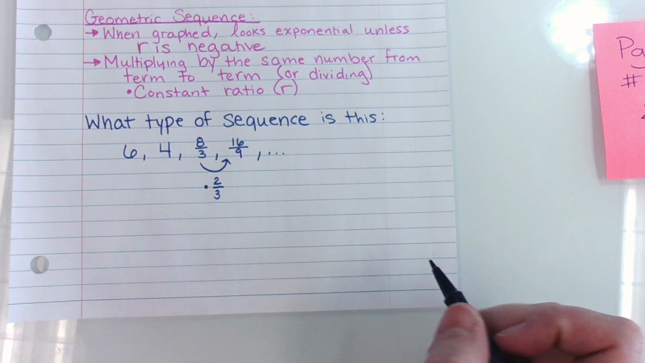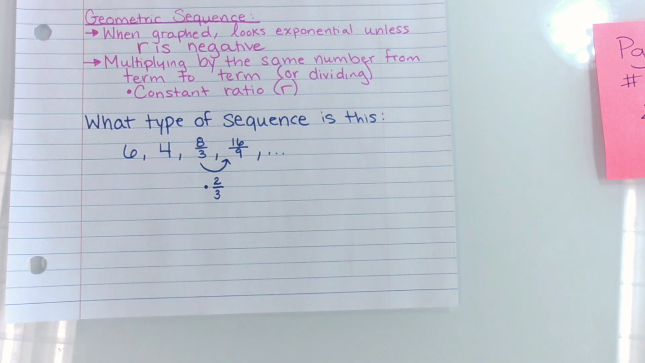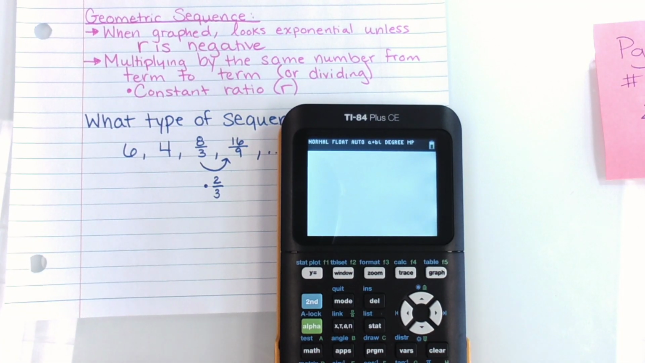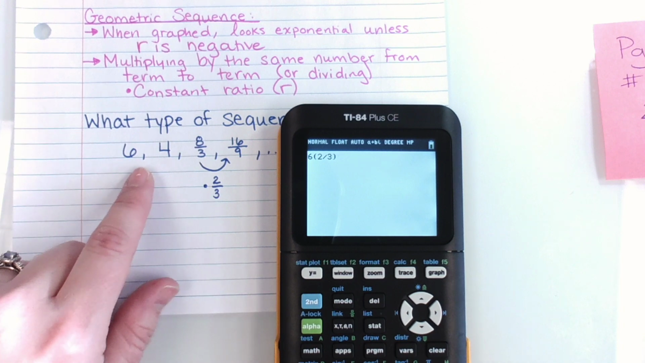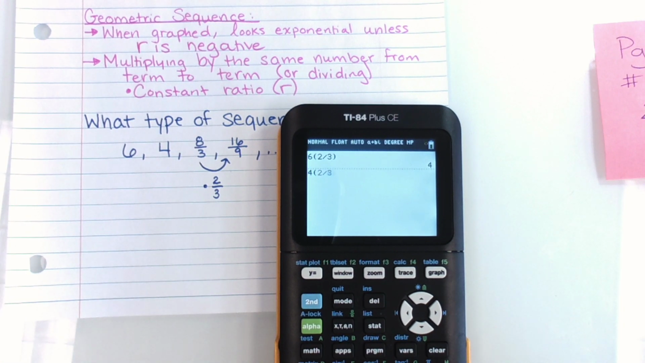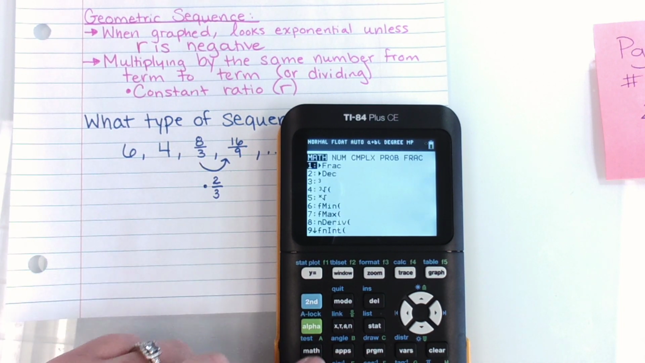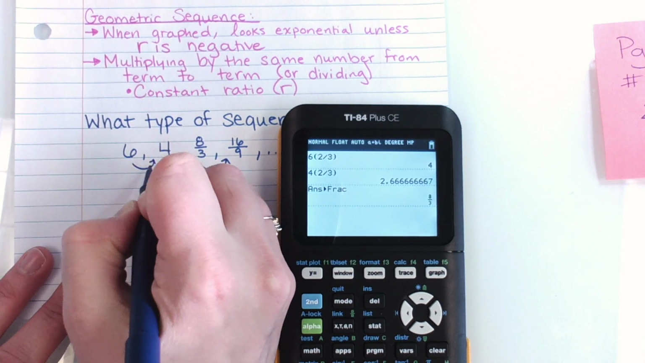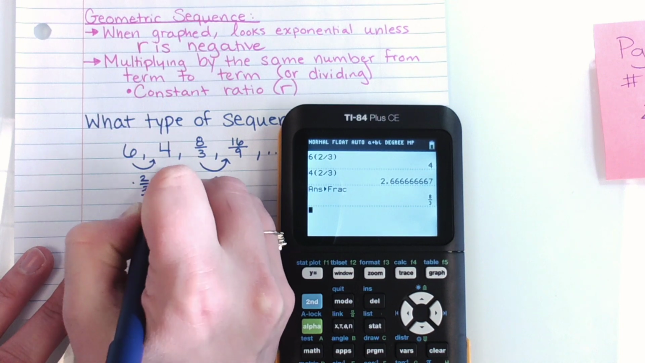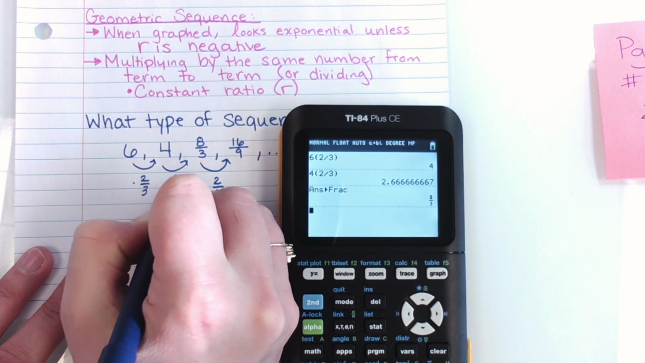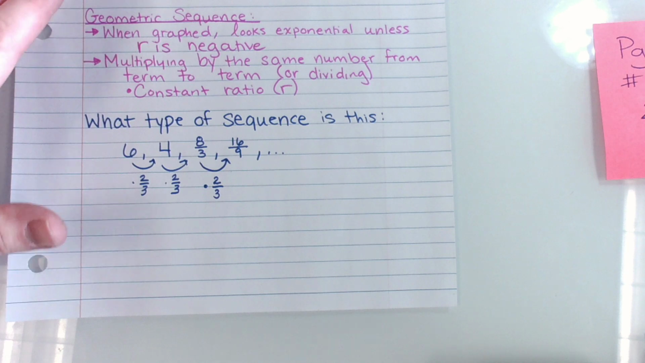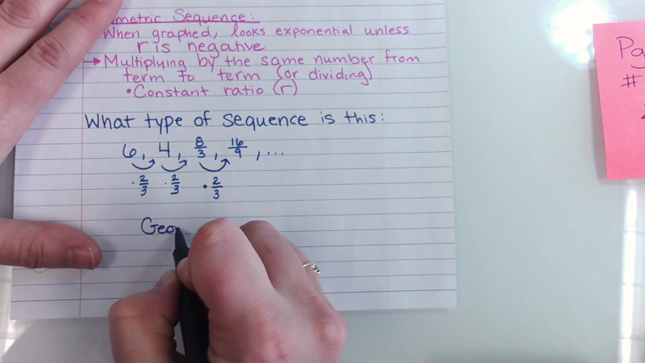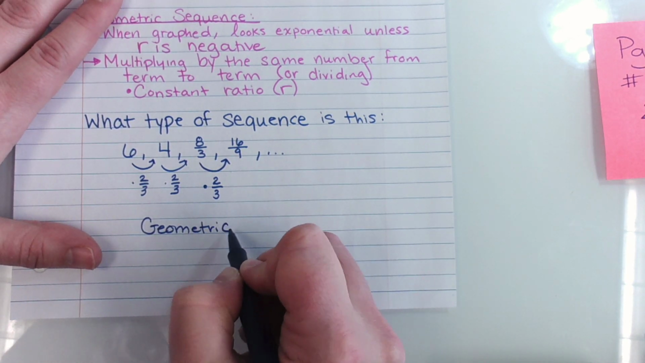Now, granted, you can't assume that this is what's happening because it could be a situation where it's neither arithmetic nor geometric. But you can always go to a calculator and do 6 times 2/3 and see if you get 4. And you could do 4 times 2/3 and see if you get 8/3. So, this one is indeed multiplying by 2/3. And if it's multiplying by 2/3 every single time, the type of sequence is geometric. And r is equal to 2/3.